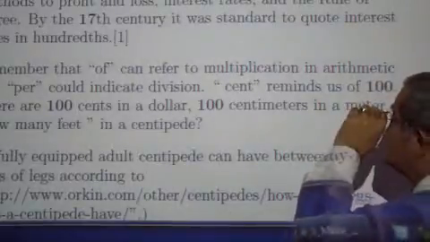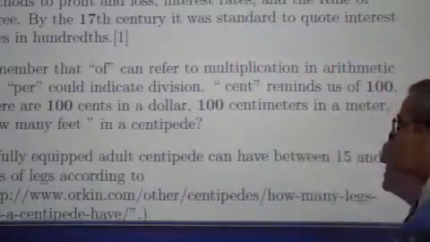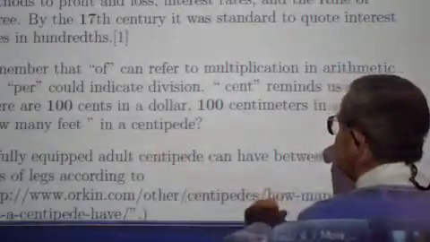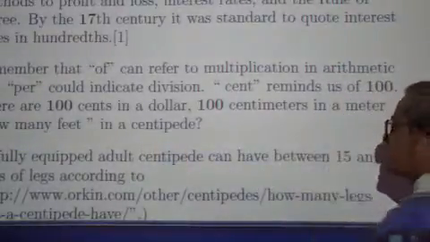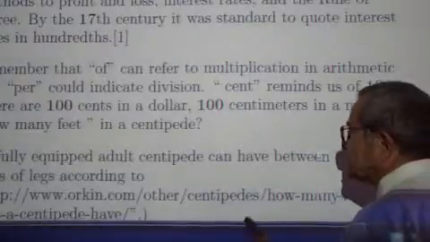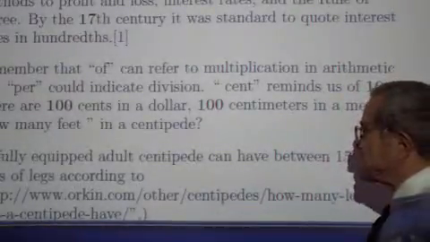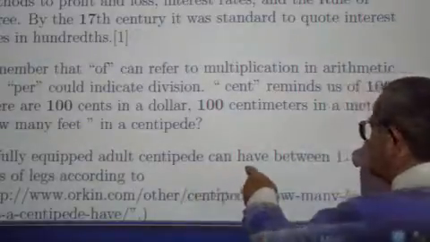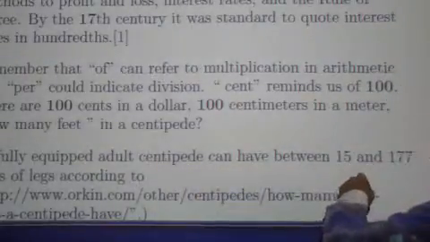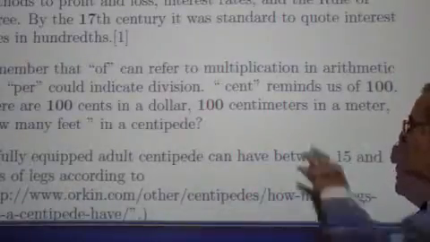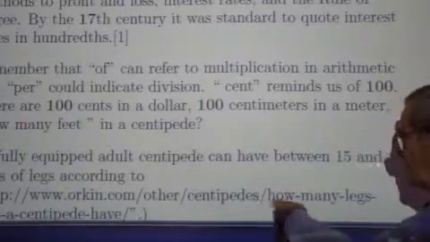Why percent? Cent reminds us of 100. There are 100 cents in a dollar. There are 100 centimeters in a meter. How many feet in a centipede? Centipede sounds like 100 feet. But a fully equipped adult centipede can have anywhere from 15 to 177 pairs of legs. So 100 is in there. That comes from the internet also.